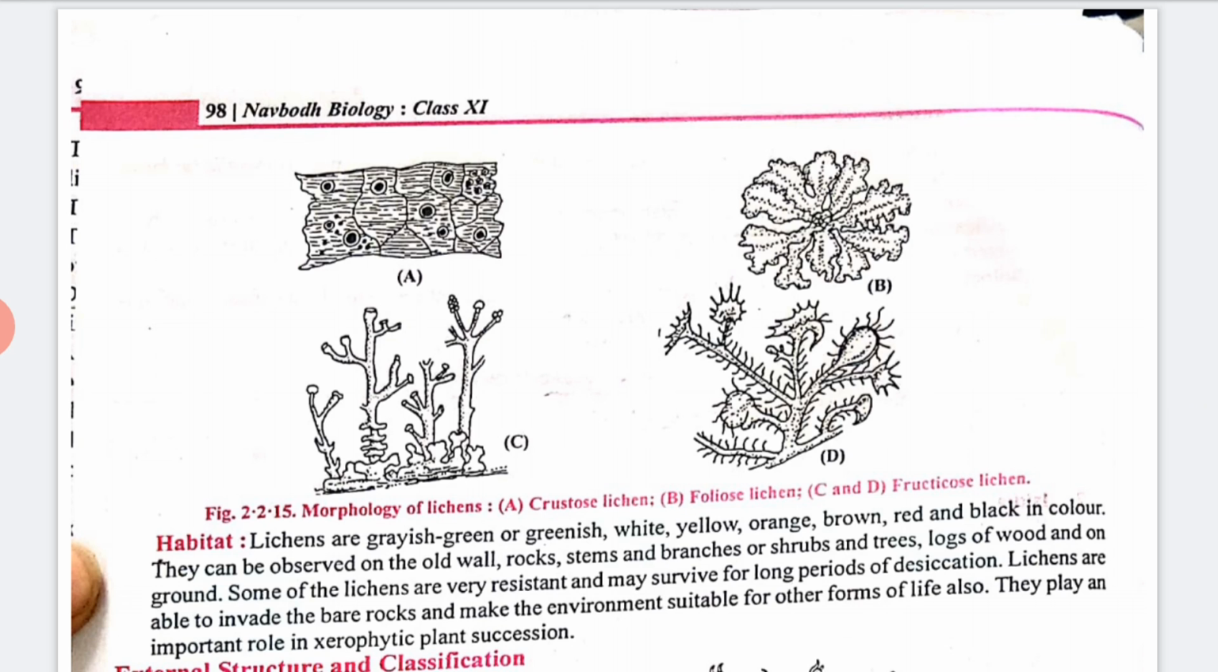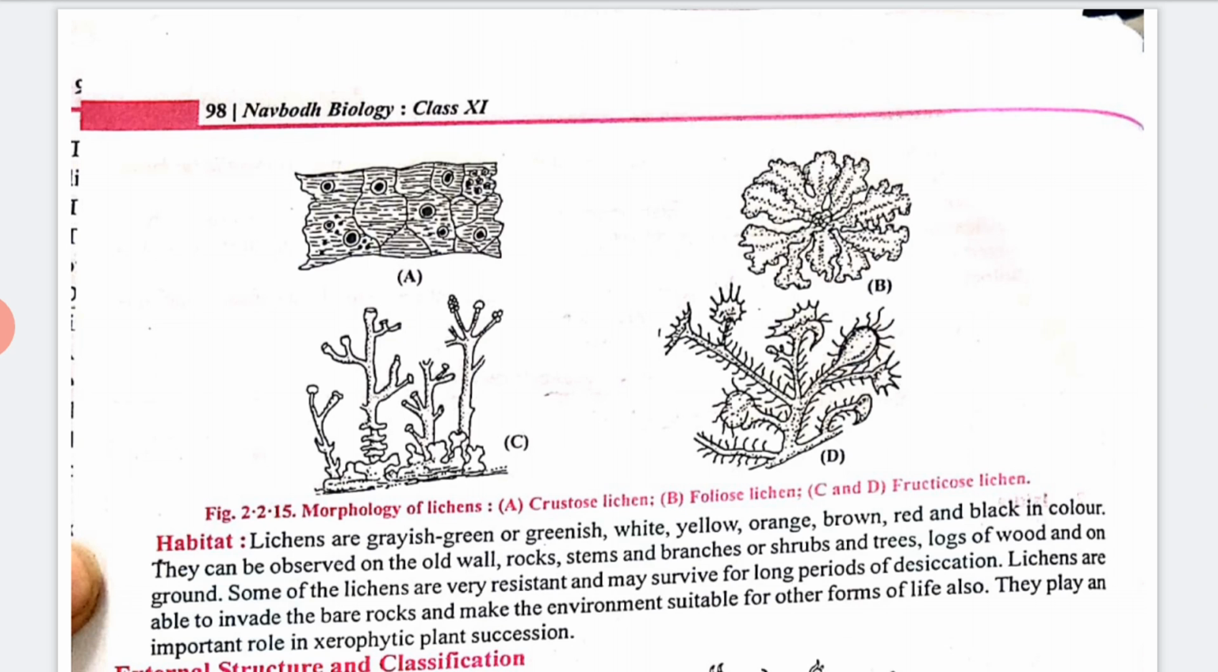Some lichens are very resistant and can survive long periods of desiccation. Lichens are able to invade bare rocks and make the environment suitable for other forms of life also. They play an important role in xerophytic plant succession. So this is about the morphology of lichens.